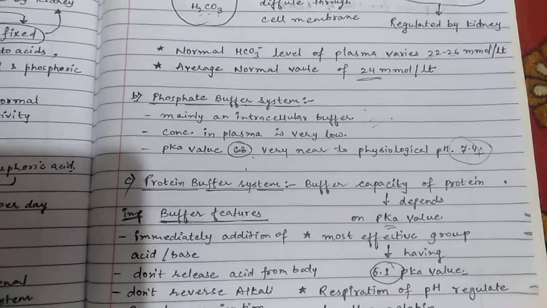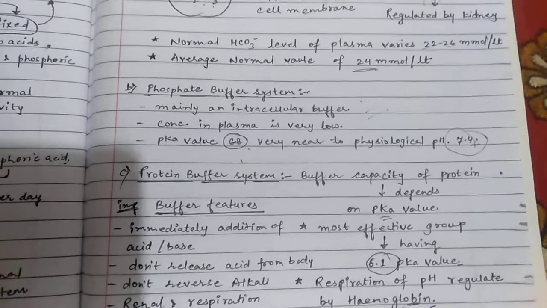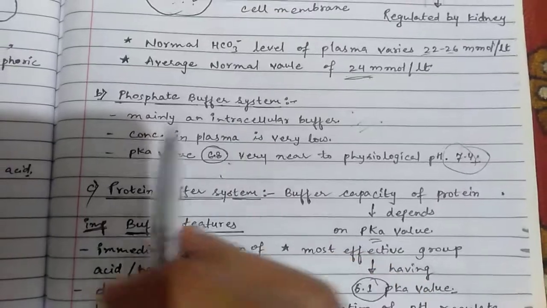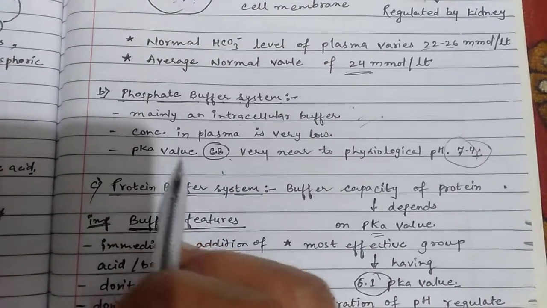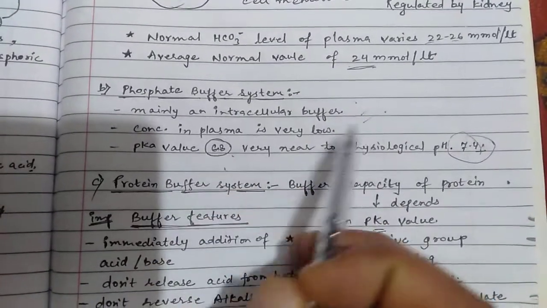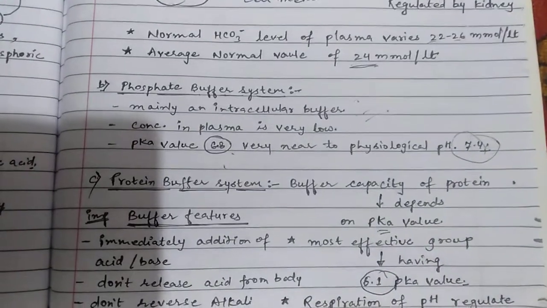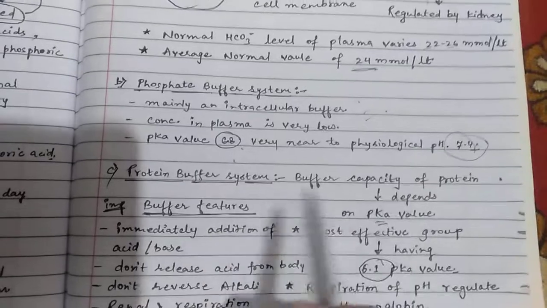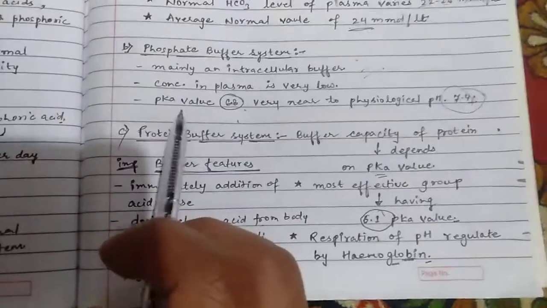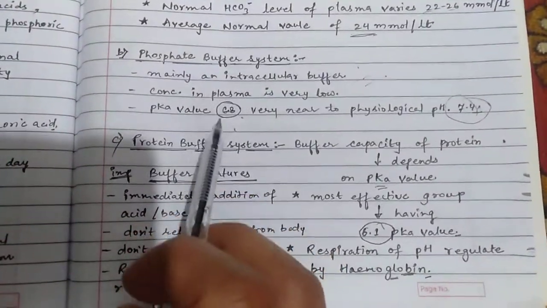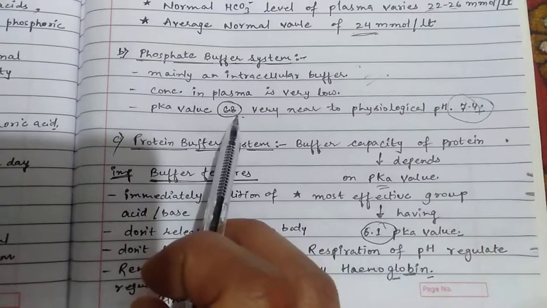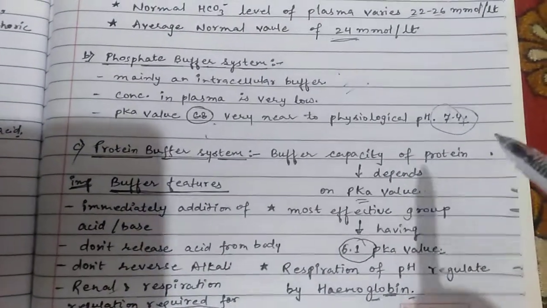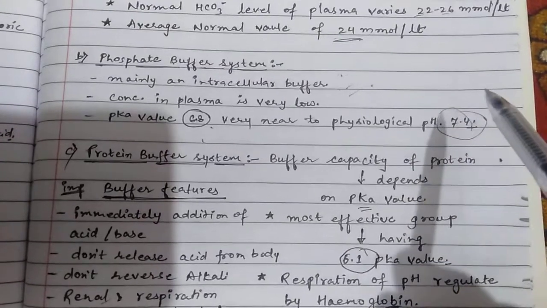The second one is the phosphate buffer system. The phosphate buffer system is mostly not present, or present in very small amounts, in the plasma, and it plays an important role as an intracellular buffer. Apart from that, the pKa value of the phosphate buffer system is 6.8, which is near the physiological pH of our body, that is 7.4.